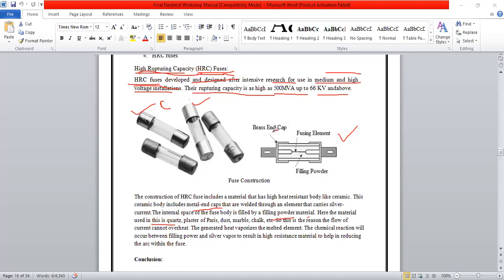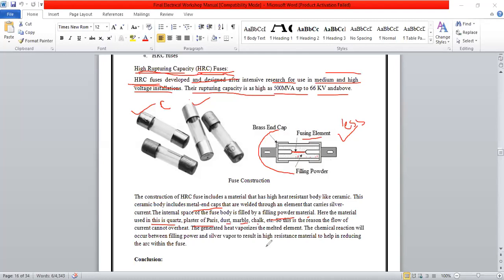So this is generally a closed type of fuse. Here the filling powder is placed in the fuse. Then here is the fusing element, or we can call it the fuse wire, whose melting point is low. फ्यूज मेल्टिंग पॉइंट less असेल. Here the end cap is there, that means the end terminal. Now quartz material powder is used, or plaster of Paris, marble dust, or chalk dust may be used.